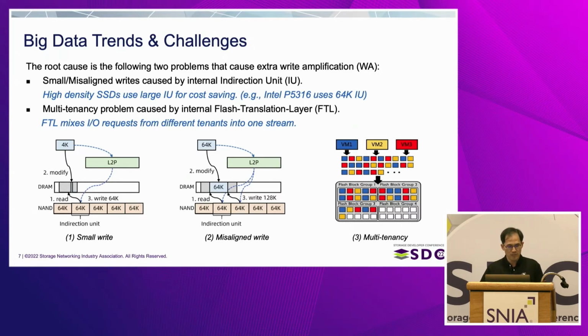Misaligned writes are basically similar. For example, although the user writes 64 kilobytes of data to the disk, if the start offset of this write is different from the indirection unit boundary, this will cause misalignment overhead. The controller has to read two 64 kilobyte units from the media, apply the changes to these two units, and then write 128 kilobytes back to the media. So although the write size is the same as the indirection unit, write amplification still occurs in this case.